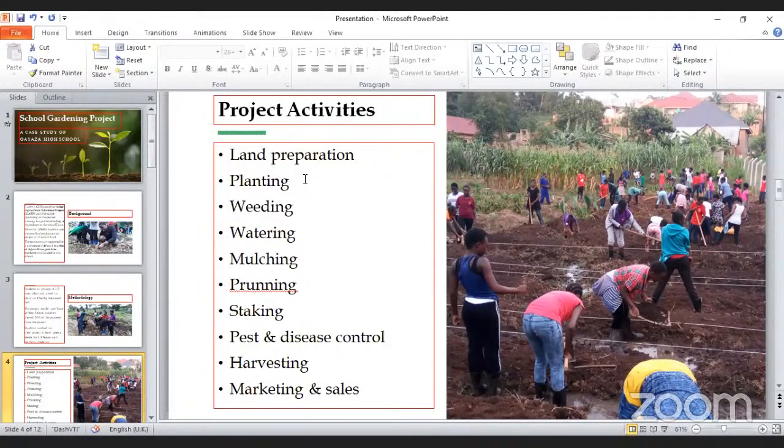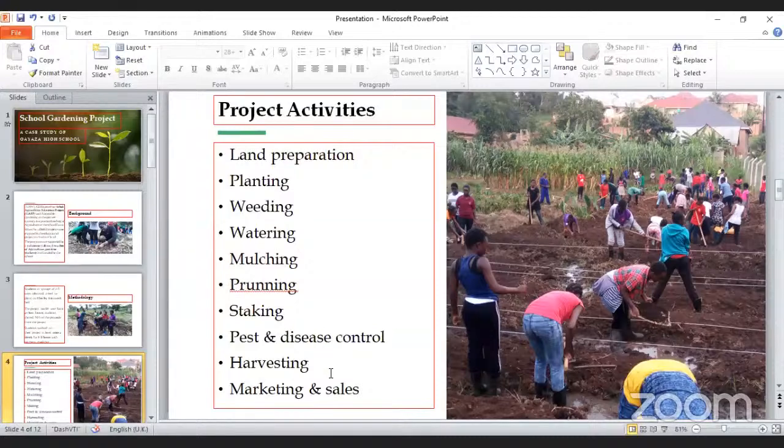Some of the preliminary work would be done by some hired staff. Then they could do the planting, which was a must for the different groups. Then they could do weeding, watering of their crops, mulching, pruning, staking, pest and disease control, harvesting, and also marketing and sales. I'm going to talk more about the marketing and sales.